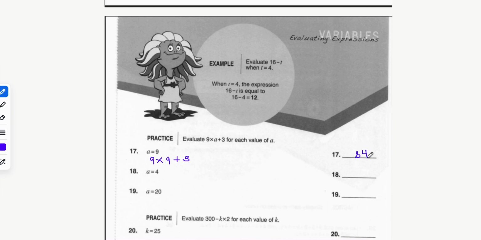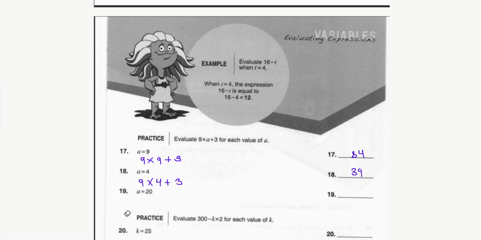When a equals 4, the expression 9 times a plus 3 is equal to 9 times 4 plus 3. 9 times 4 is 36, plus 3 is 39. When a equals 20, the expression 9 times a plus 3 is equal to 9 times 20 plus 3, which equals 180 plus 3, which is 183.